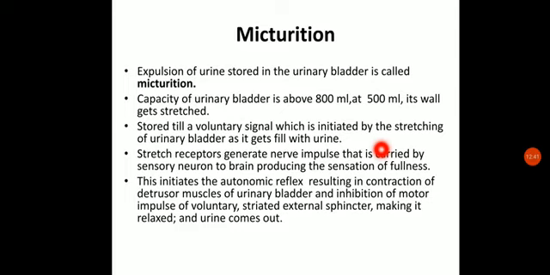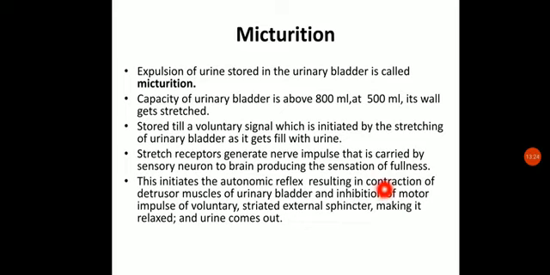How are these signals initiated? These signals will be initiated by the stretching of walls. The urinary bladder will be filled up with urine, and after a particular period of time, more than 500 ml of urine is collected. It will stretch the wall, and due to this stretching, it will signal to the nervous system. The stretch receptors present on the wall will generate a nerve impulse that is carried by the sensory neuron to the brain, producing the sensation of fullness.